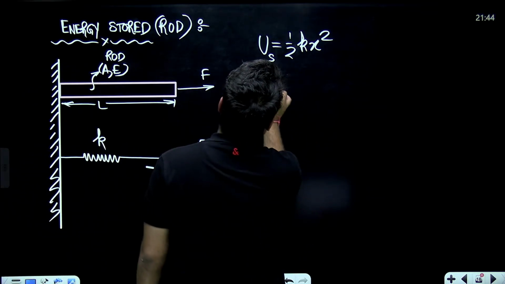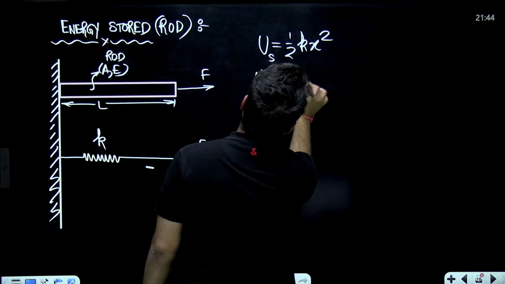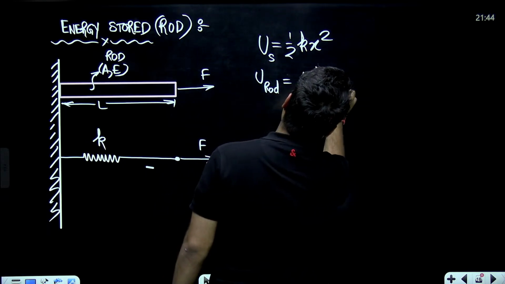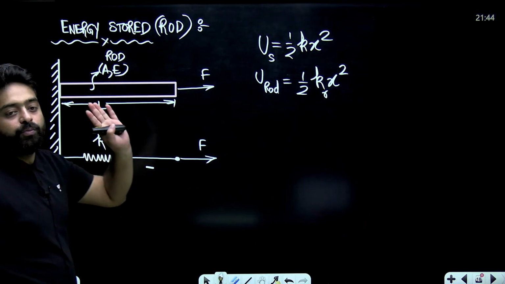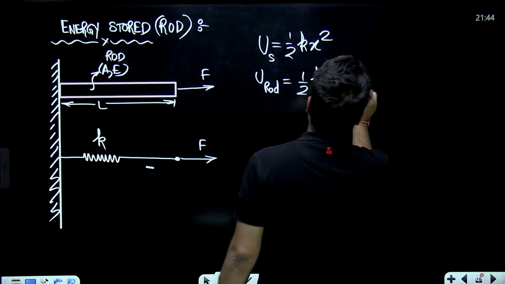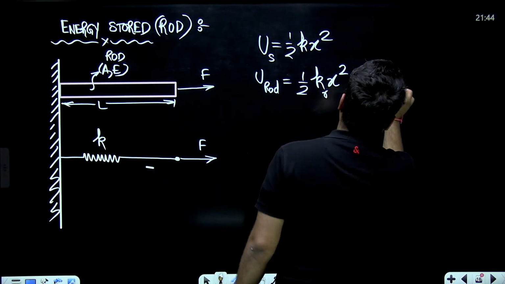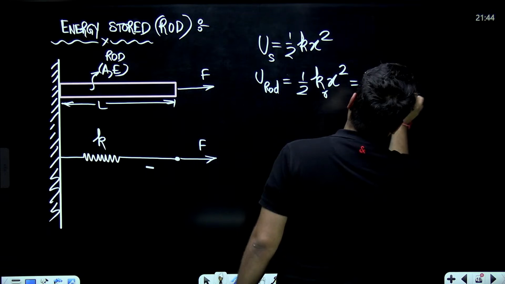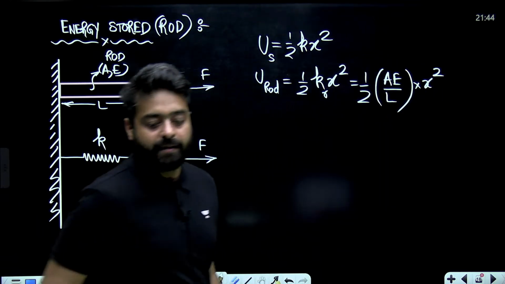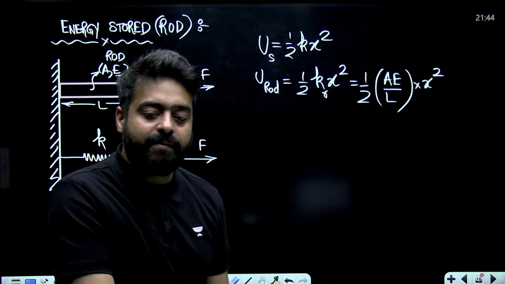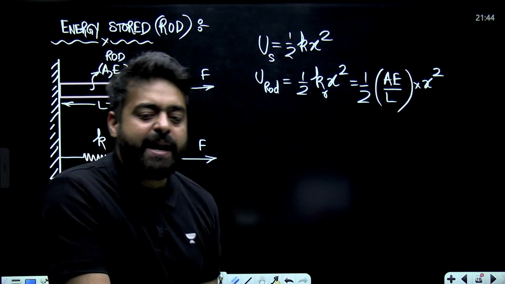Can you tell me what it is for the rod then? Sir, it is also half kx square. The k for the rod you need to put. What is the k for the rod? Sir, AE by L. So it is half AE by L, and there is an x square. Very simple.